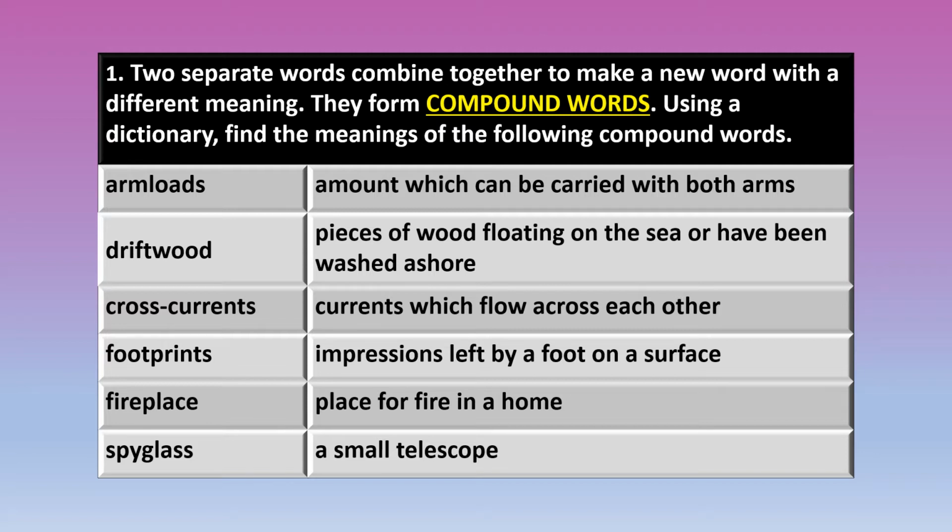Similarly with driftwood. Drift meaning to just float on water, and wood is something we use to make furniture. But when I put them together, they form a compound word, driftwood, meaning pieces of wood floating on the sea or have been washed onto the shore or the beach. Similarly with the words cross currents, footprints, fireplace and spyglass. All of them are compound words.